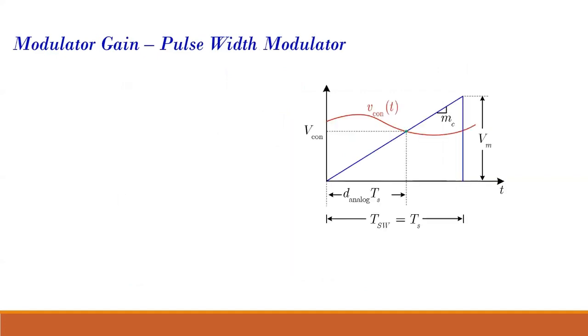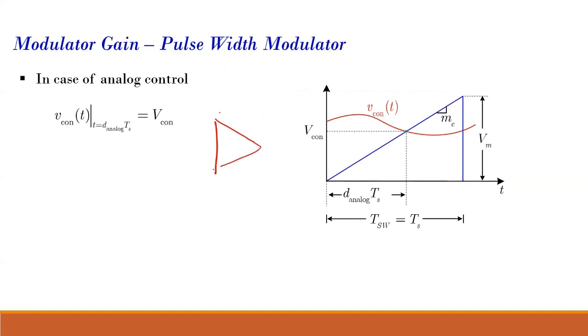So next we proceed with this. We have a pulse width modulator. You know that for PWM, we have here minus, and this is plus.